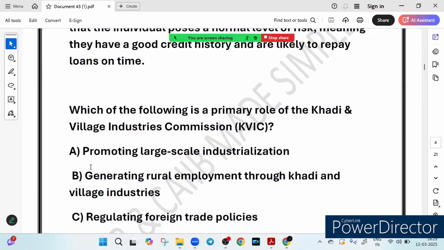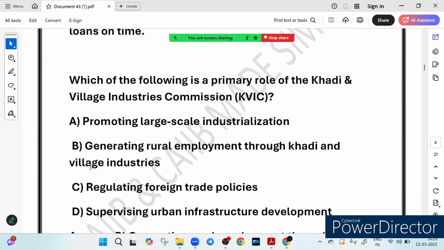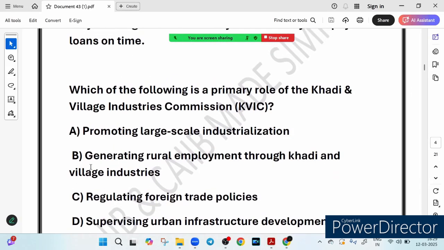Now the next question is, which of the following is a primary role of KVIC? Very important question. What is KVIC? Khadi Village and Industries Commission. So what is the important role of KVIC? This question is regarding KVIC.